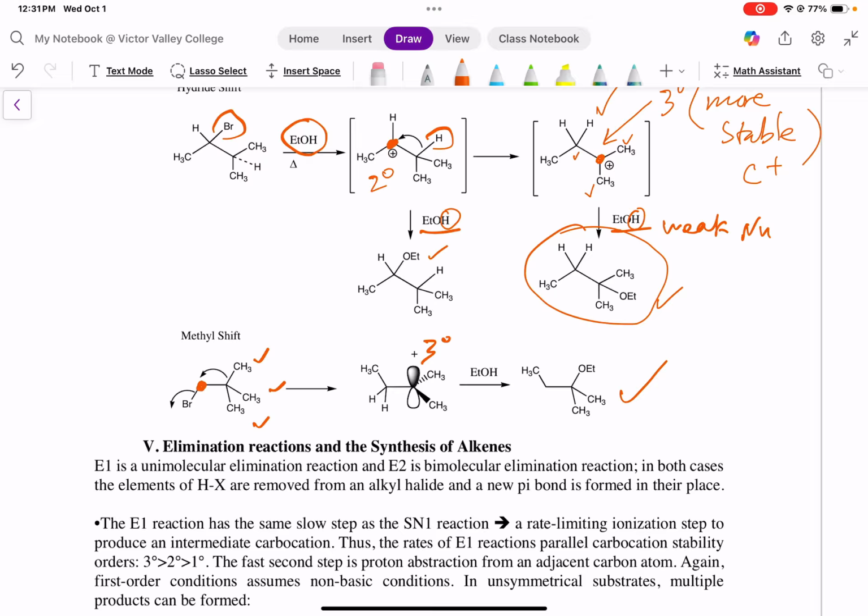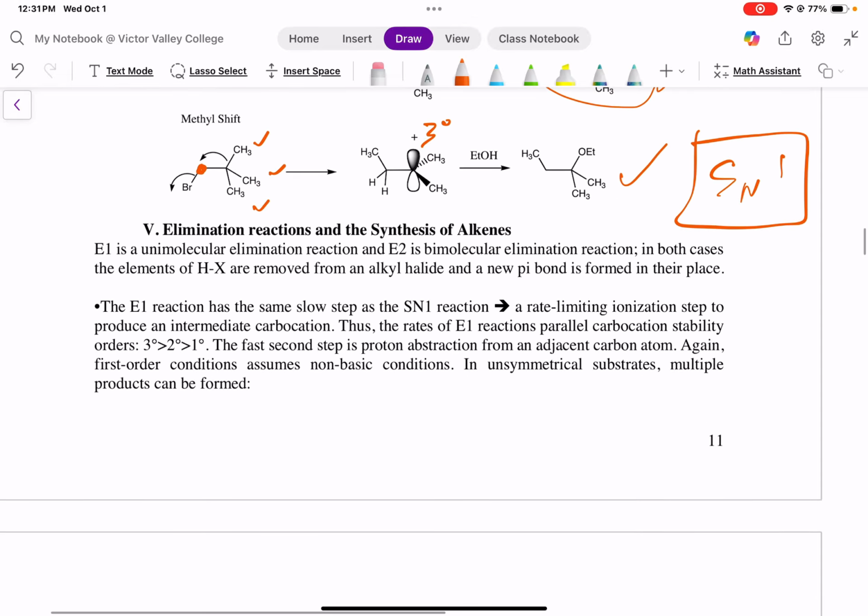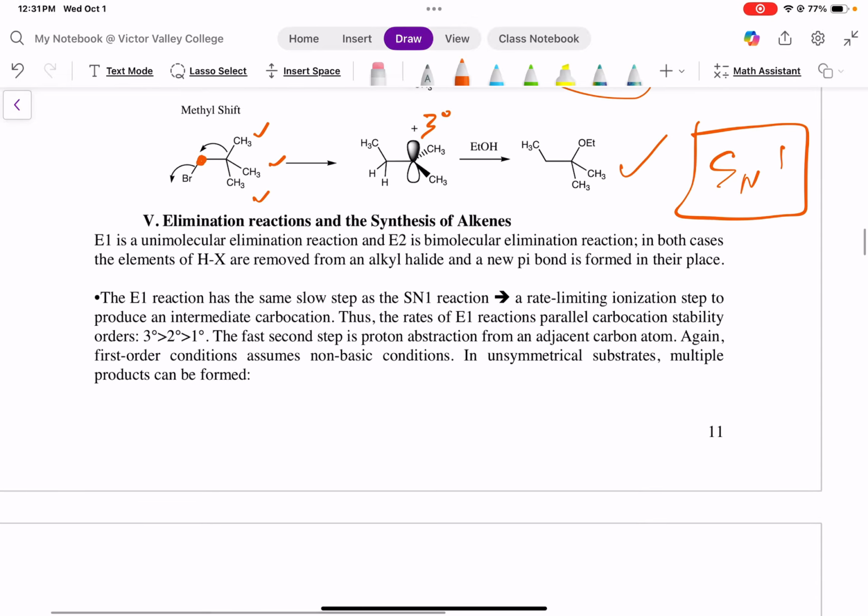All right. So that's SN1, everyone. SN1. Okay? Now, let's move on to eliminations. Now, SN1 is substitutions. The leaving group takes off, the nucleophile comes in. Now, that's not going to happen here.